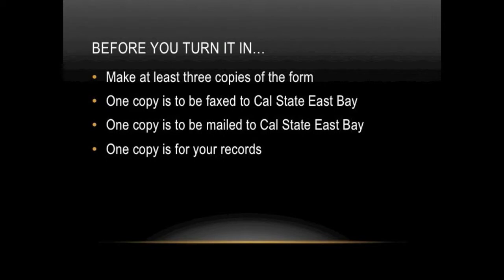Now that the form is complete, you want to make sure to do a few things before you turn it in. First, you should make at least 3 copies of this form and the tax transcripts if you needed to provide them. 1 copy is to be faxed to the Cal State East Bay Financial Aid Office. 1 copy is to be mailed to the Financial Aid Office, and 1 copy is for you to keep for your records. Mailing and faxing these forms will provide 2 methods of delivery so you can ensure your forms are received. And keeping a copy for yourself is beneficial for you, just in case you have to resend the forms.